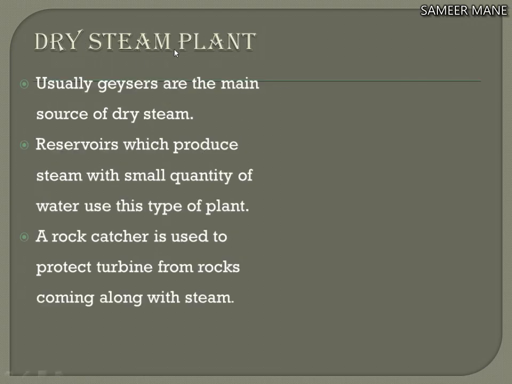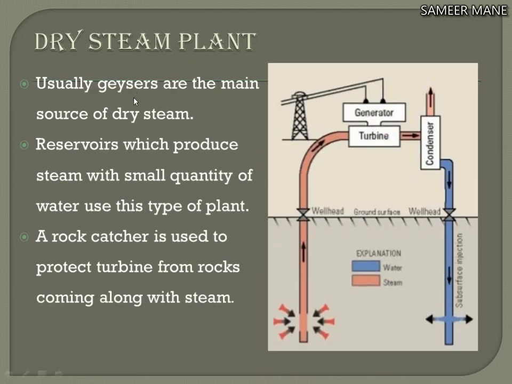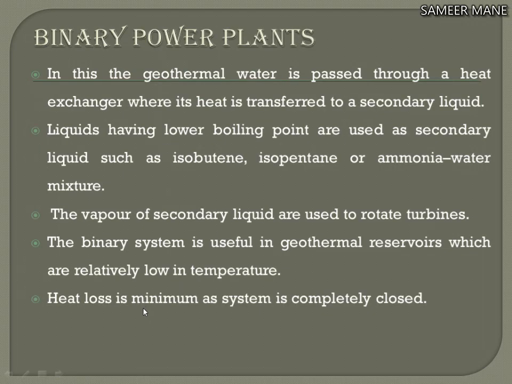Then the dry steam plant. Usually geysers are the main source of dry steam. Reservoirs which produce steam with a small quantity of water use this type of plant. A rock catcher is used to protect the turbine from rocks coming along with the steam.